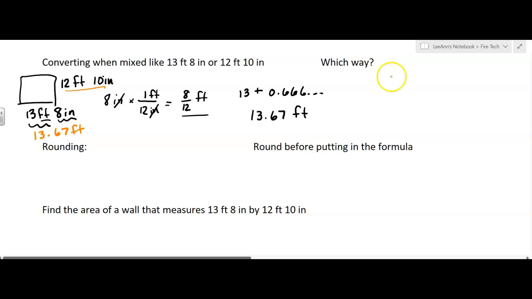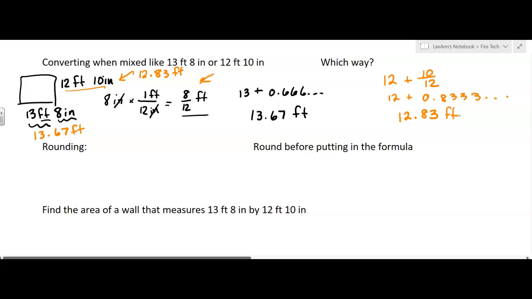So 12 feet, 10 inches, we're going to say 12 feet plus 10 divided by 12. Same process that we did over here. And so what's 10 divided by 12? 10 divided by 12 is 0.83333. Okay, and it goes on. So we're going to round that. It's going to be 12.83. So for this measurement here, we're going to use 12.83 feet. That's going to be in feet.